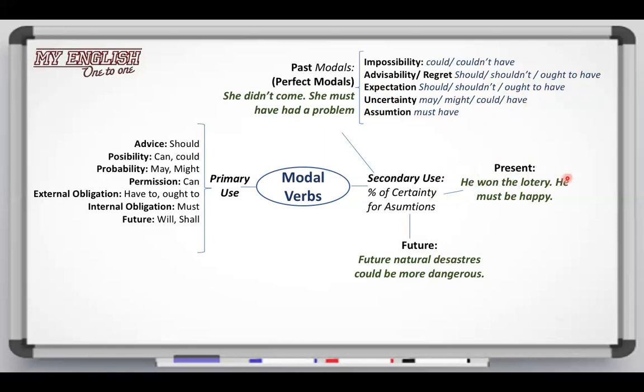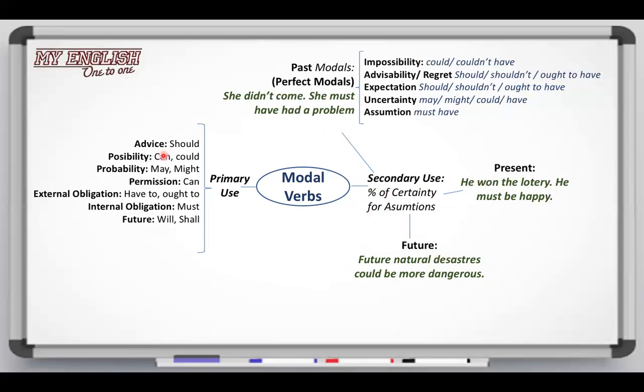You can do something similar for the present as well. Here we have a sentence. He won the lottery. He must be happy. So we are imagining a possible situation right here, but this is in the present. All the previous situations are in the past. Finally, we can imagine a future consequence or a future situation in the same way, assuming it with a certain degree of certainty. Anyway, for example, future natural disasters could be more dangerous. All right, so here referring to the future.